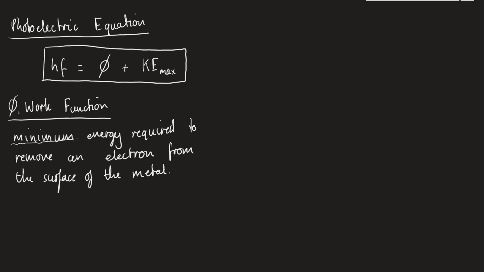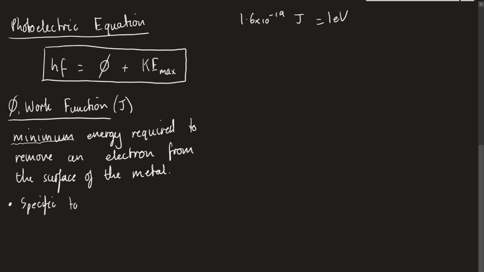And this work function, so this is by definition, some things that we have to note is this is obviously an energy, so we measure it in joules. Most of the time, they'll give it to you in electron volts, so you have to convert into joules, where 1.6 times 10 to the minus 19 joules is 1 electron volt. The work function is specific to each metal, so every metal will have its own value for the work function. It's more like a property of the material itself.